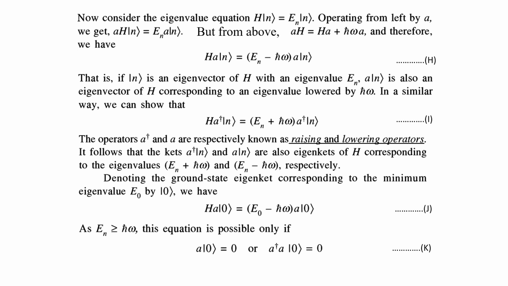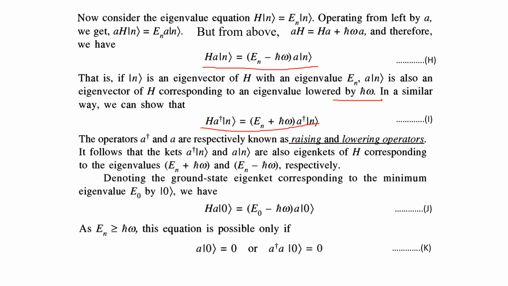Now consider the eigenvalue equation H|n> = En|n>. Operating from the left by a, we get aH|n> = En a|n>, but from above aH = Ha + ħω a, and therefore we have H a|n> = (En - ħω) a|n>. That is, if |n> is an eigenvector of H with eigenvalue En, then a|n> is also an eigenvector of H corresponding to an eigenvalue lowered by ħω. In a similar way, we can also show that H a†|n> = (En + ħω) a†|n>.